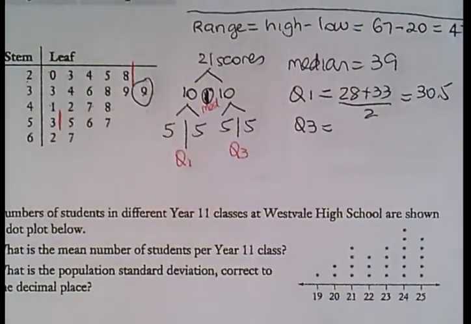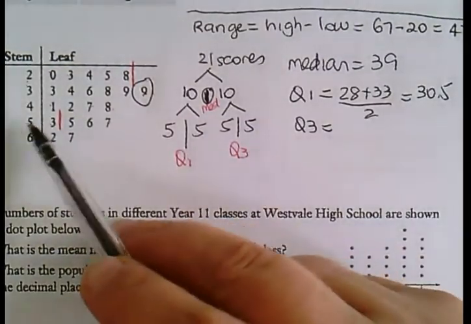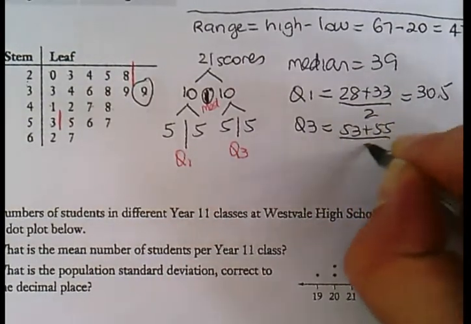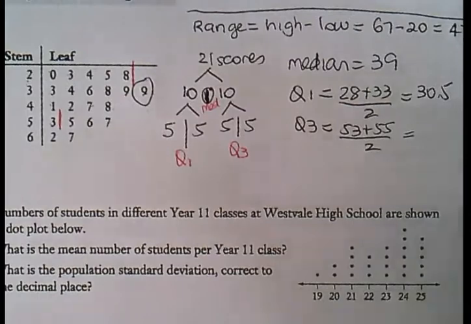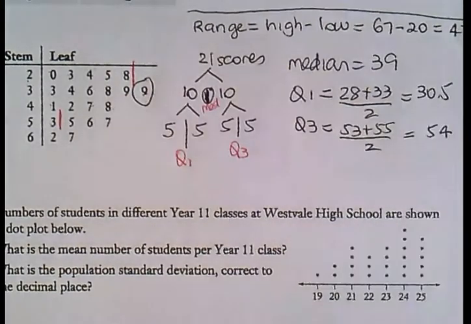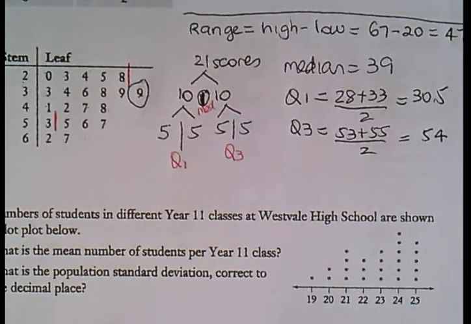Q3 is the average of what and what? 53 and 55. You can even just count 53, 54, 55. 54 is the middle. You know, with 28 and 33, if you write the numbers out, 28, 29, 30, 31, 32, 33, you'll find that the middle was not 30 or 31. It was between them, if you did write them out.